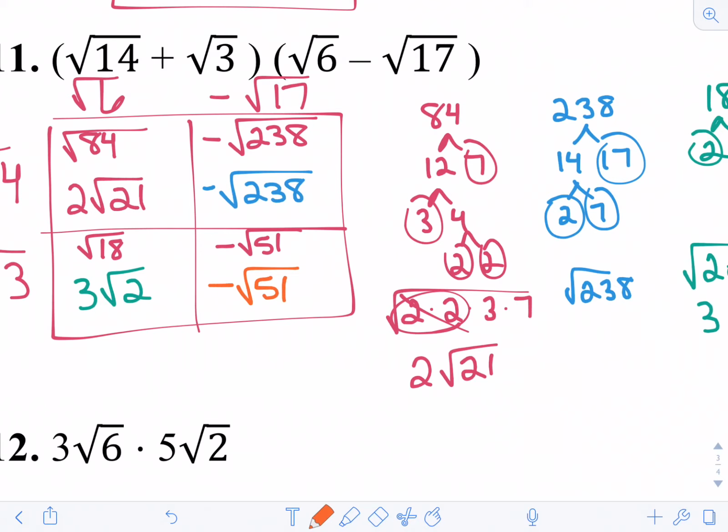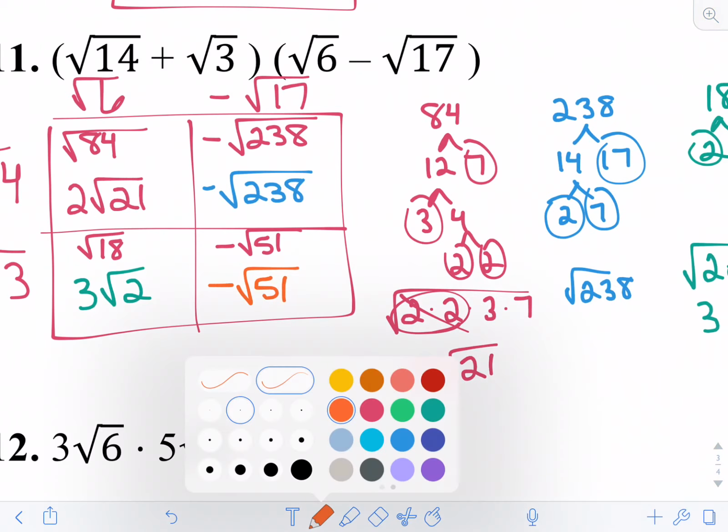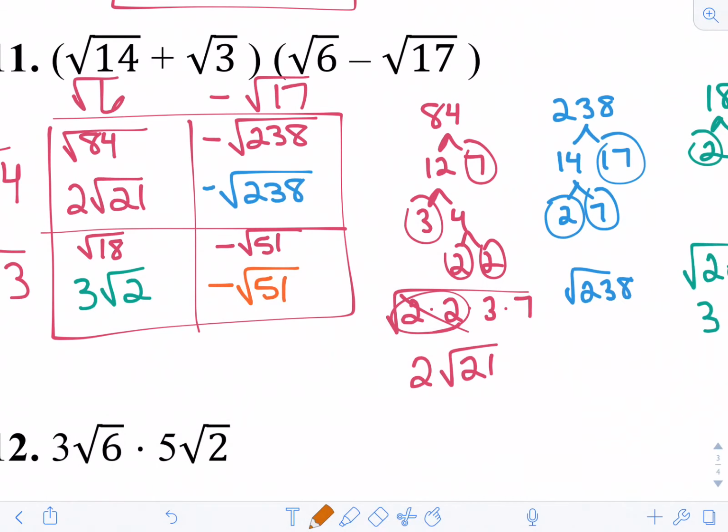So if you notice all my answers, there's absolutely nothing I can combine. So my final answer is 2 square roots of 21 minus the square root of 238 plus 3 square roots of 2 minus the square root of 51.